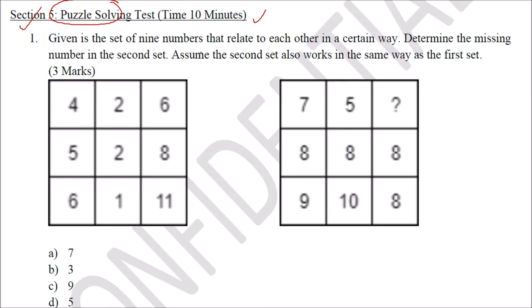Given is a set of 9 numbers that relate to each other in a certain way. Determine the missing number in the second set. Assume that the second set also works in the same way as the first set. Friends, these are 3 marks questions, and the time allocated for puzzles will be 10 minutes.